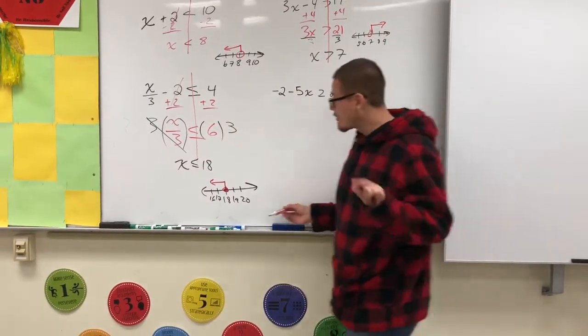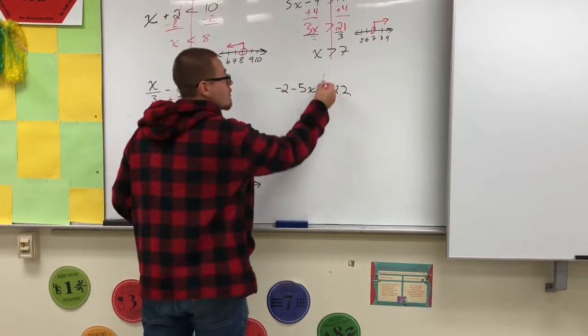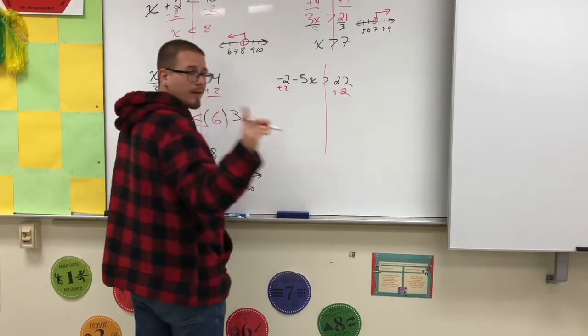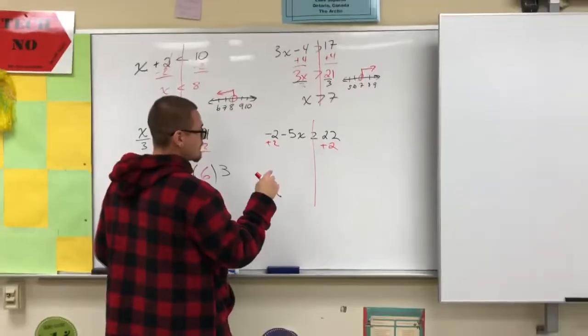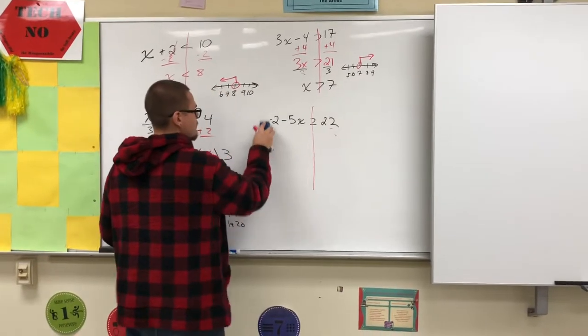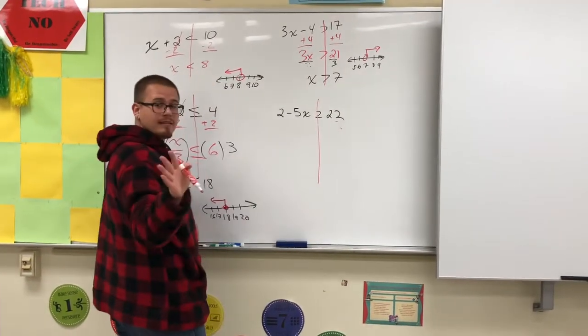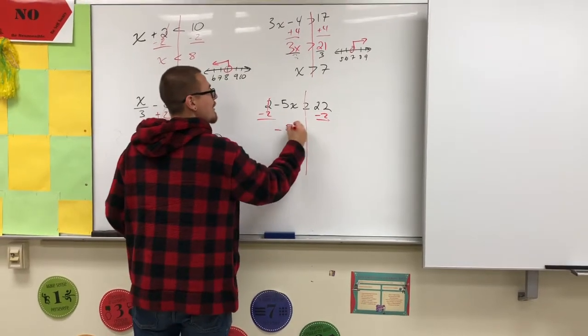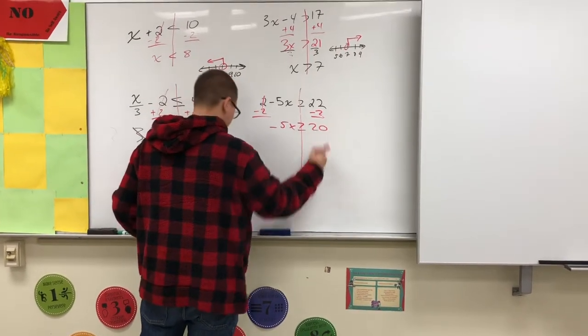Last one. This gets a little tricky, so pay attention here. Do it the same way you always do it. Add 2 on both sides. I don't know why I'm loving this 2 right now. And in fact, I'm going to change that because this is going to give me a slightly messy number. So I'm going to change this real quick. Forgive me for that. We'll just make it a positive 2. Subtract 2 on both sides. We're going to get negative 5x is greater than or equal to 20.